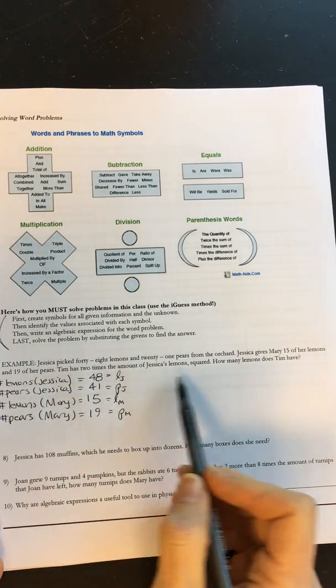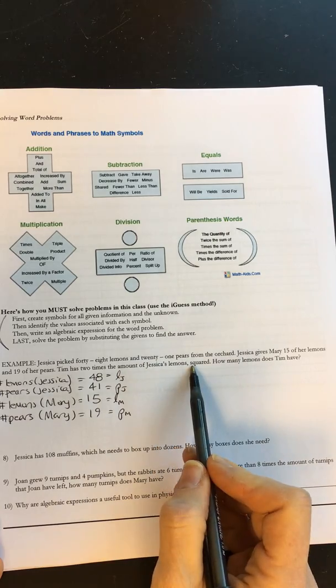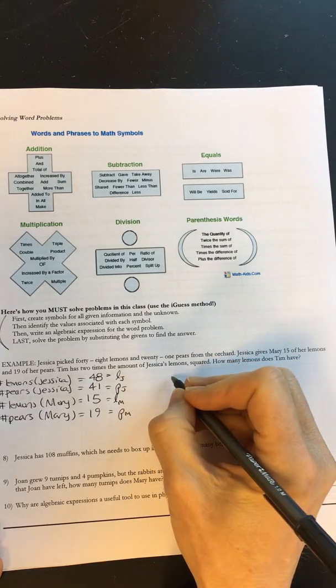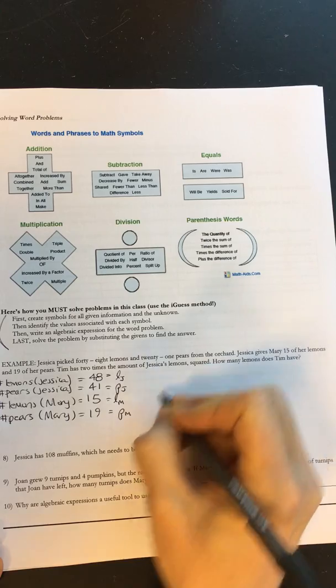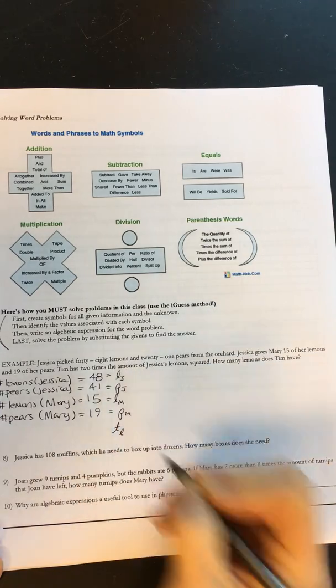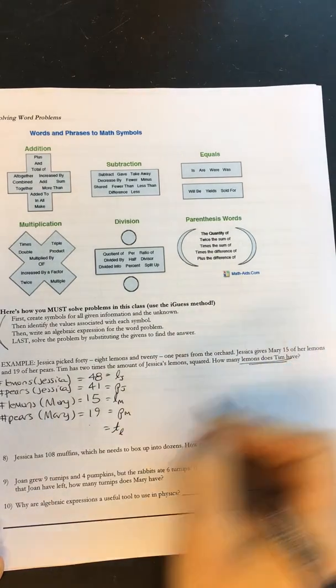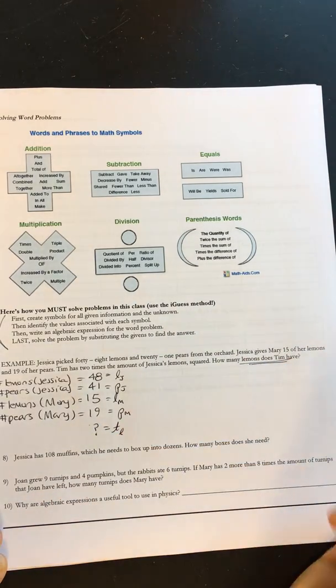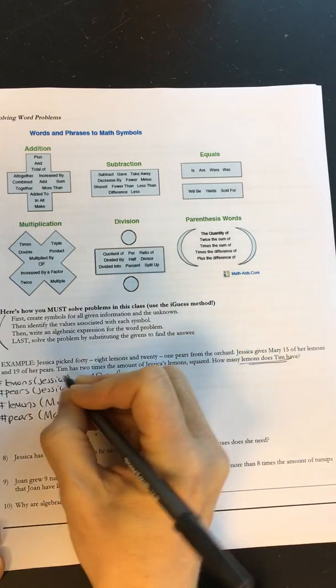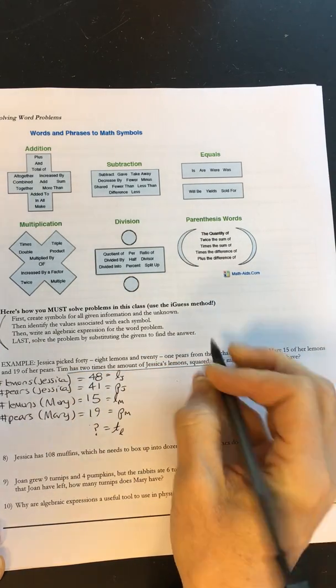Tim has 2 times the amount of Jessica's lemons squared. So what does that look like? We're talking about lemons. So this is Tim's lemons. Okay, so we don't know how many he has because that's what we're looking for. So that's a question mark. But we have this equation, so we're gonna write out the equation.